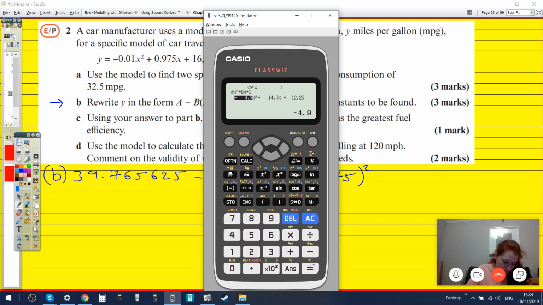See, I just took it out. So minus 0. Oh, where's it gone? Minus 0.01. 0.975. I've missed a 5 out of the x one. Okay.